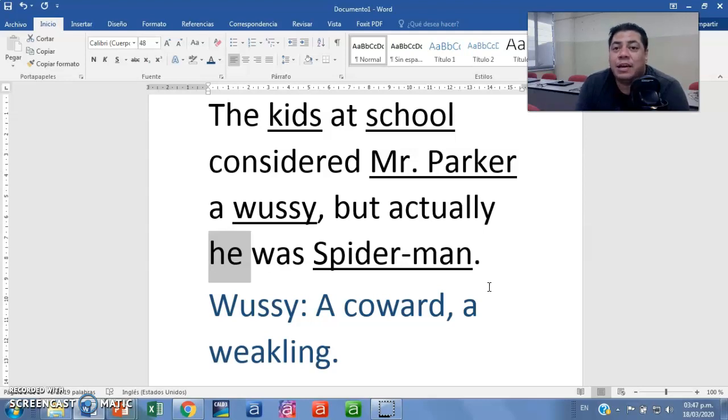Remember that to find the object complement, you need to ask the question, what, after the direct object. You gotta be careful with this. Not after the verb. After the verb, you ask the question, what, and you are going to find the direct object. If you ask the question, what, after the direct object, and you get an answer, that is an object complement. They considered Mr. Parker what? A wussy. And then, moving on with the sentence, but actually he was Spider-Man. What is Spider-Man? Spider-Man is a predicate nominative. And that's the case of object complements.